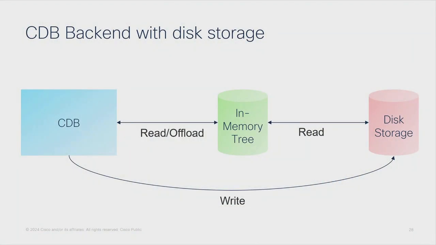So on a very high level, this is what it looks like. We have CDB, and whenever CDB wants to provide data to a part of the system, it reads from the in-memory tree. If it's in the in-memory tree, that data will be just returned to CDB as usual. If it's not, the in-memory tree will query the disk storage, and if the data is available, it will return that to CDB. At the same time, loading of related data will be initiated to speed up subsequent read requests.